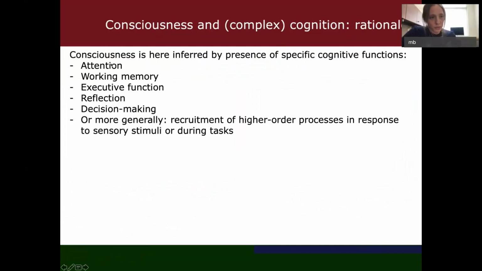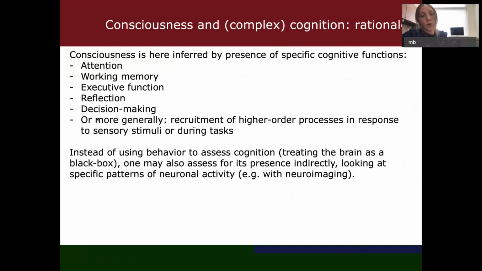I guess at some point it was. Again, it might have to be revisited with the newer standard, but attention, working memory, executive function, reflection, decision-making, all these functions are thought to be kind of consequences of consciousness in a way. But so instead of assessing cognition from behavior and using the brain as a black box, we look at what's going on in the brain.